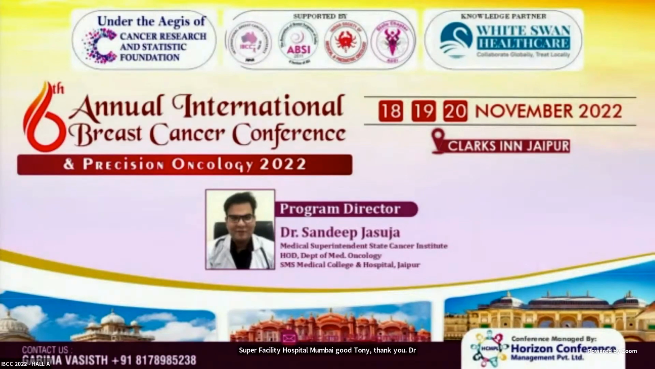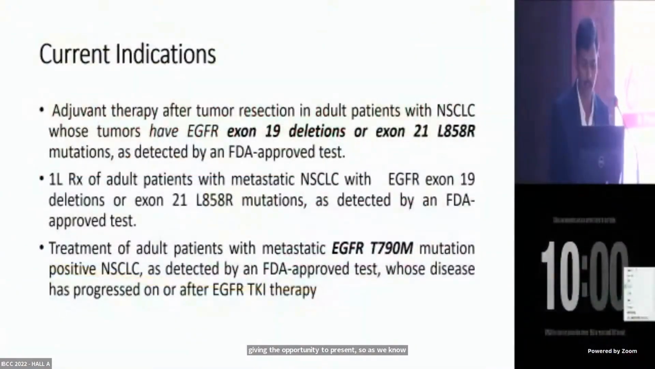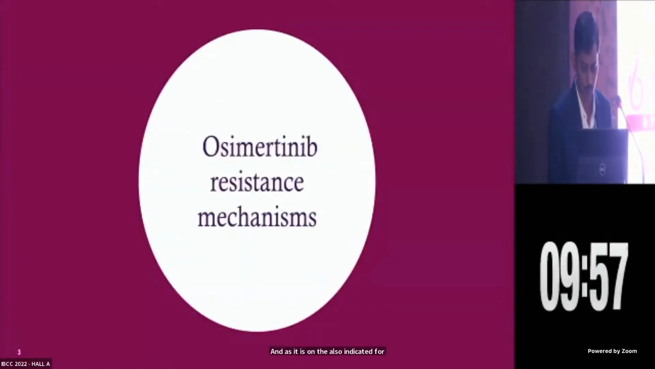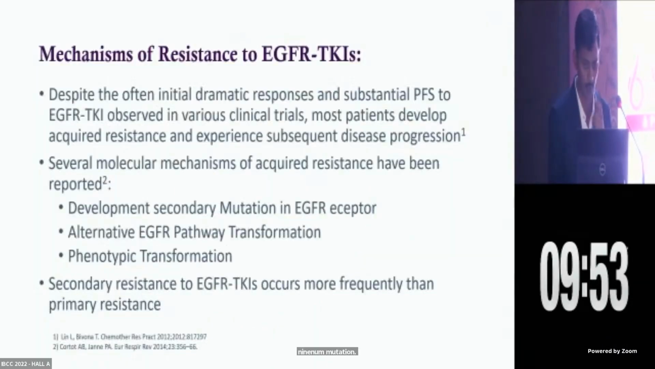So, as we know, currently osimertinib is indicated in the adjuvant and metastatic setting with the exon 19 deletion and exon 21 L858R, and it is also indicated for EGFR T790M mutation. So, in short, we'll discuss how resistance to osimertinib develops.